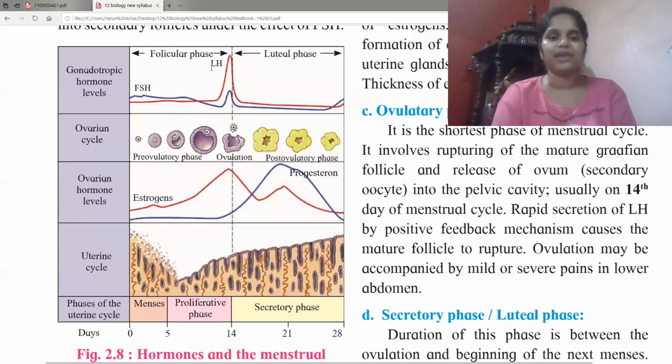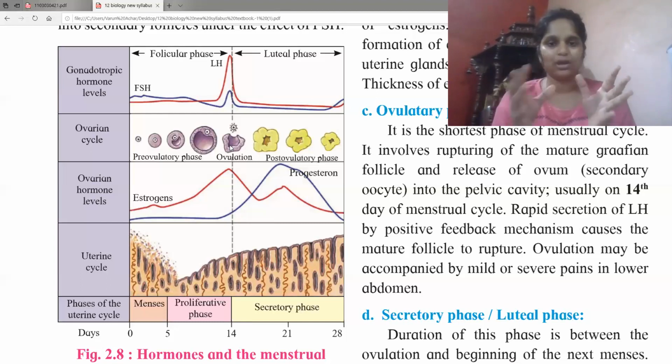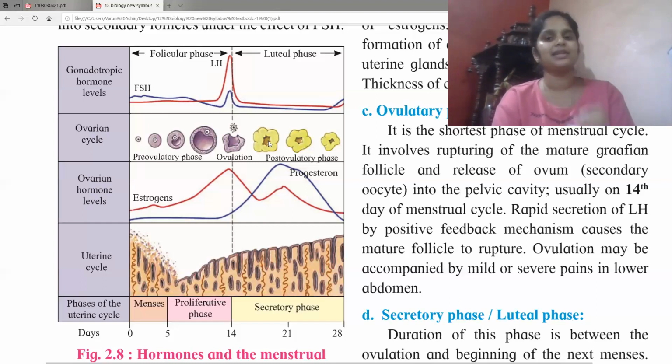Another hormone we have is called luteinizing hormone. Why such a name is given, I'll tell you shortly. As the follicle is prepared completely, that is a Graafian follicle, on the 14th day of the cycle, exactly half of the cycle, the Graafian follicle bursts and the secondary oocyte comes out. This process is called ovulation, and when this happens, the residual part of the follicle immediately gets converted to corpus luteum. Since luteinizing hormone helps in this conversion, it is called luteinizing hormone.